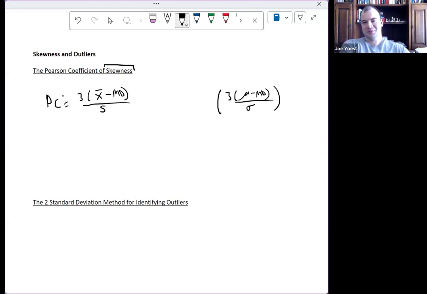So, here is the criterion: if the Pearson coefficient is bigger than 1, then there's evidence of right skewedness. What would give a big Pearson coefficient? Standard deviation is positive. We have the number 3. If the mean was much bigger than the median, that would make my Pearson coefficient a large positive number. When my mean's bigger than my median, that's indicative of right skewedness.